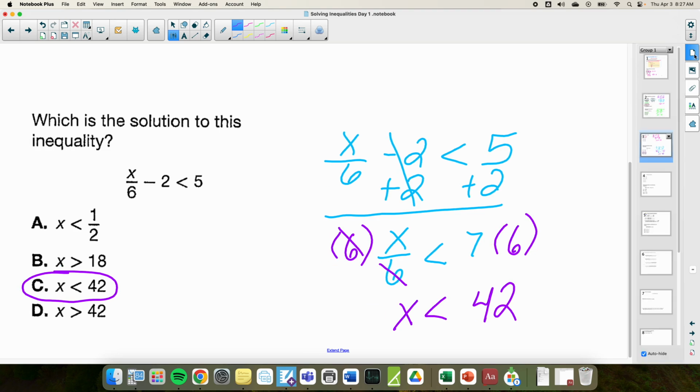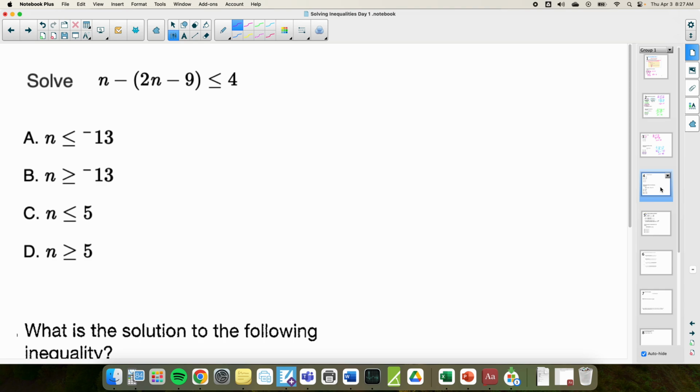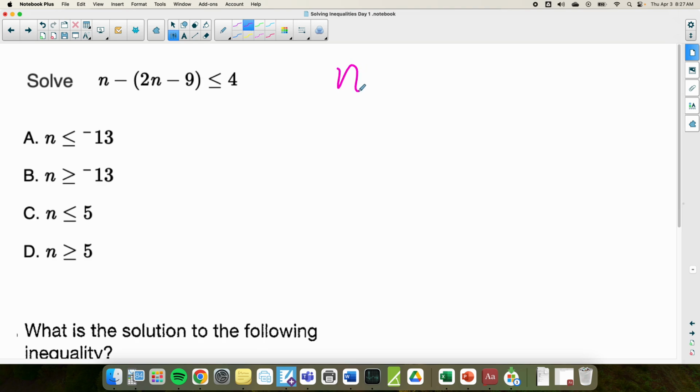Okay. Then if I look at this one, we have n minus (2n minus 9) is less than or equal to 4. Now, here's another thing that kids oftentimes forget. When you have a minus sign in front of parentheses, do you know that you have to change both of these signs? So this would become negative 2n. So I'm changing that sign. And this one would become positive 9.